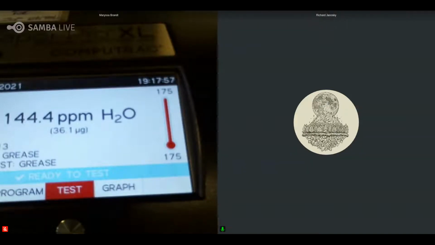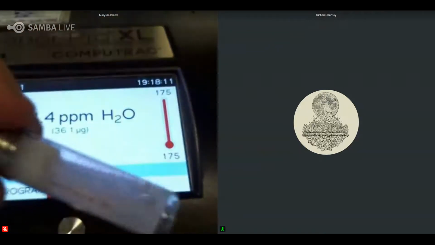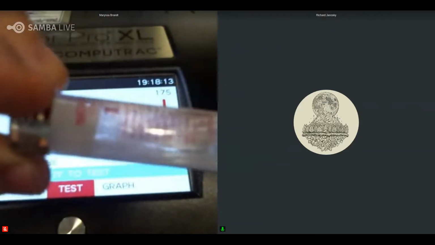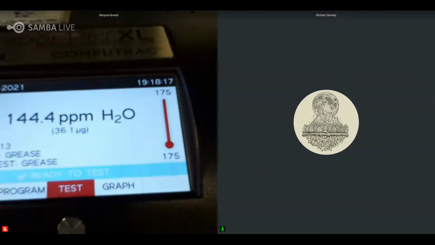To answer David's question, the check standard is for the accuracy of the instrument. So when Marissa held up the micro pipettes, or the micro caps, that holds exactly 1,000 micrograms of moisture. So when we calibrate the instrument, you have to get out the 1,000 micrograms plus or minus the tolerance of error, which in this case is 50 micrograms.